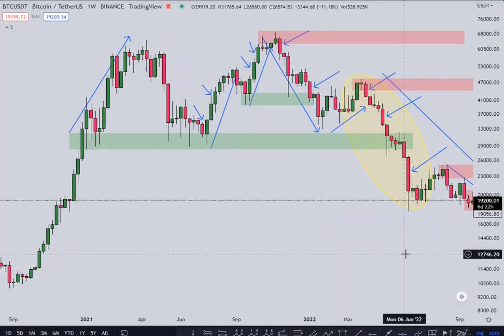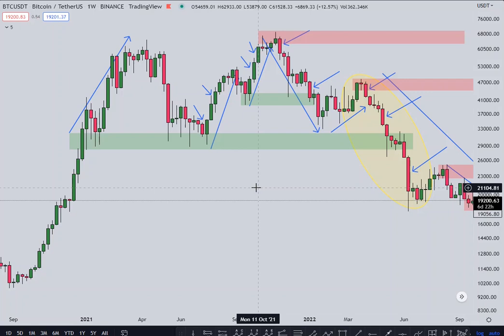In the next episode, I will talk more about supply and demand zones, and also I will talk about support and resistance and how to trade them, how to identify these areas more accurately based on the method I use for my personal trading.